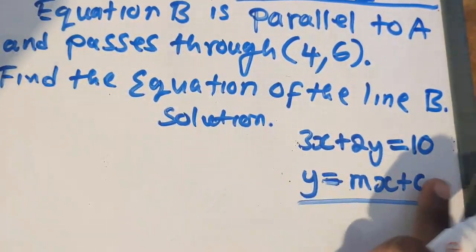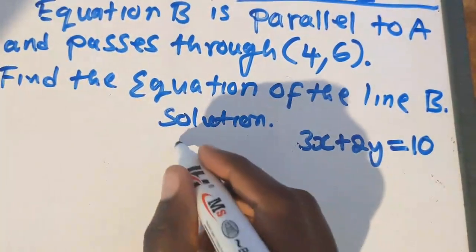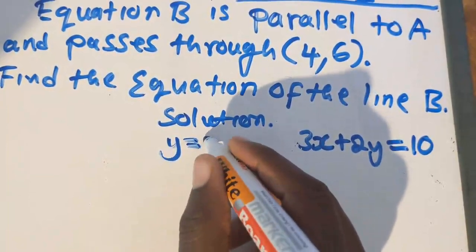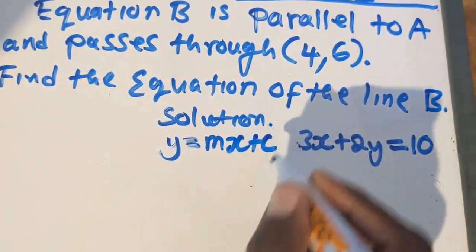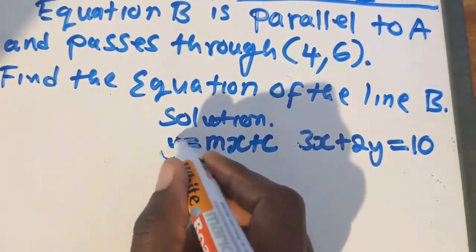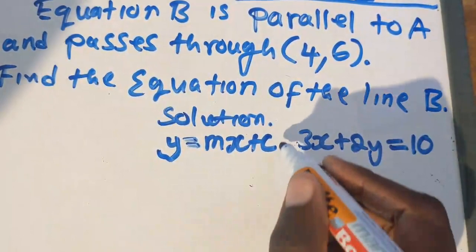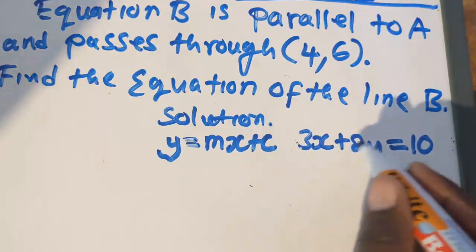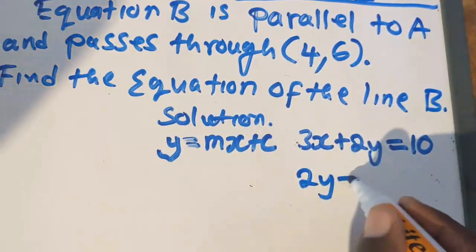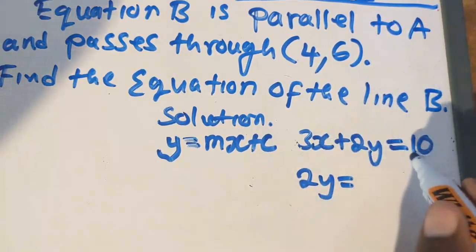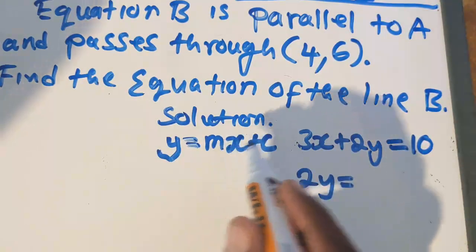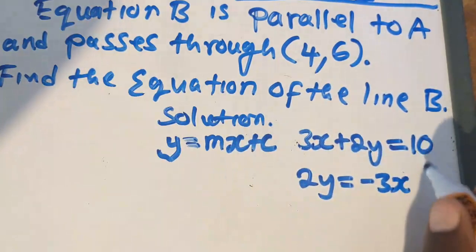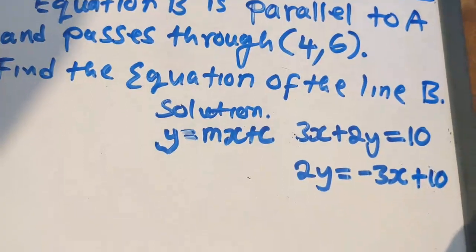Let me write it here. The standard equation of the line is y = mx + c. So we need to arrange it in this form, with y as the subject. So 2y is equal to, this comes to this side, so it will be negative 3x plus 10.